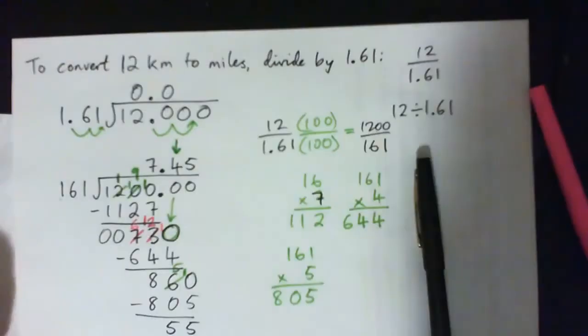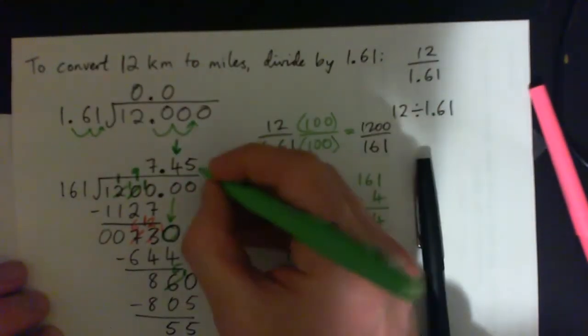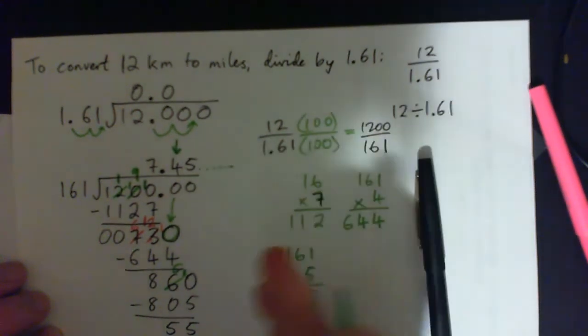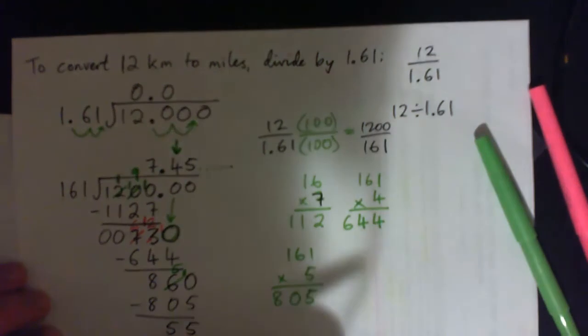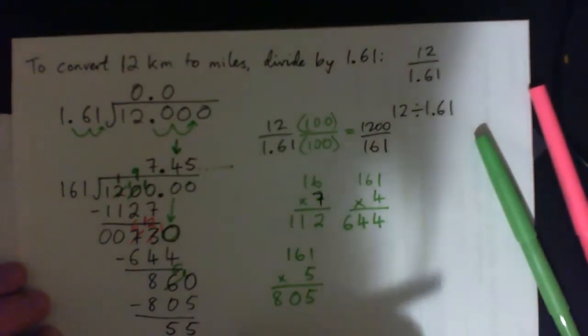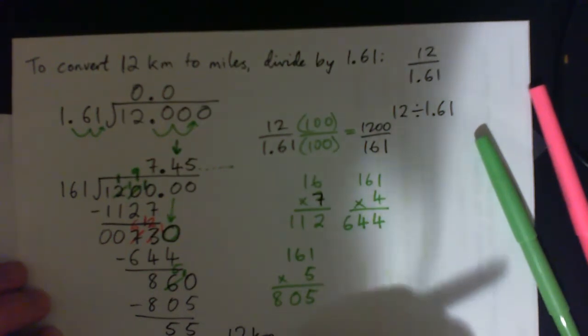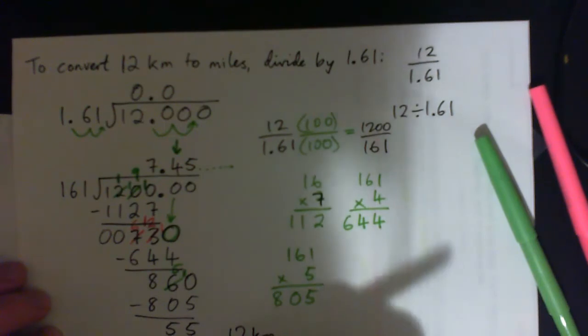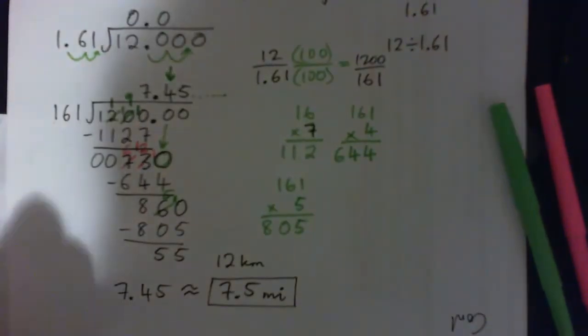And so it said round to the nearest tenth, didn't it? So our next digit is a 5. And it doesn't really matter what digits we get after this. We know that we need to round up. So we got 7.45, and that's going to round up to what? 7.5, right? And so 12 kilometers is approximately 7.5 miles, MI for miles, right? Oops, sorry. There we go.